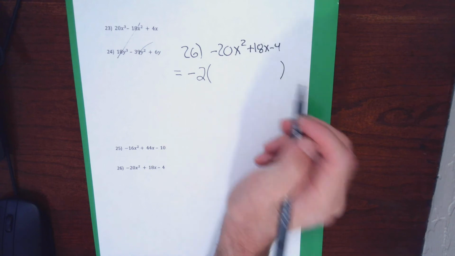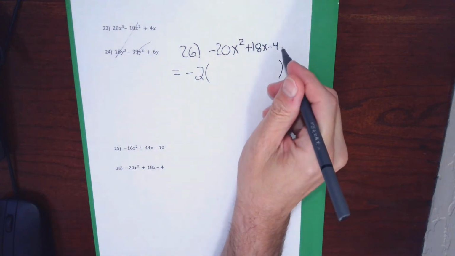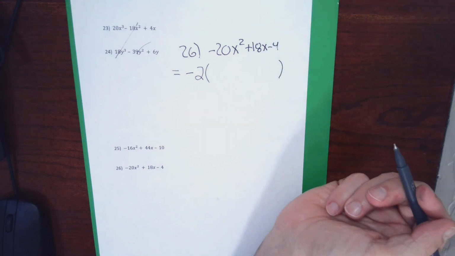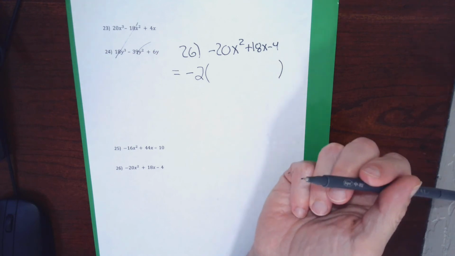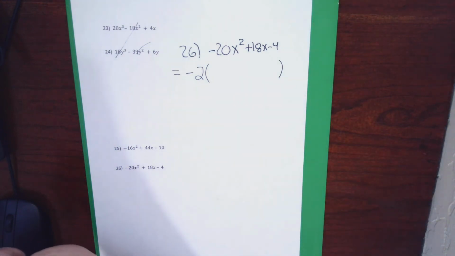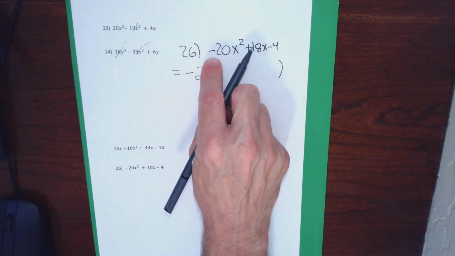My greatest common factor is just the number 2. I don't get an x in my greatest common factor because the last term 4 doesn't have an x, and 2 is just the biggest number that divides evenly into 20, 18, and 4. To fill in my parentheses, I'll divide each of the numbers by 2, and I'll switch each of the signs. This negative is going to turn into an implied plus.